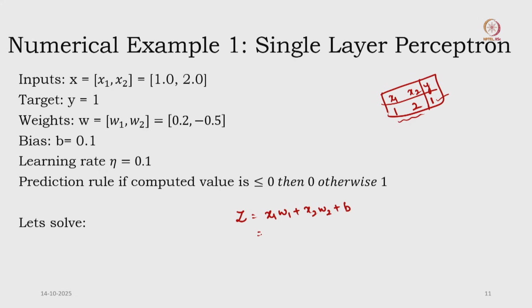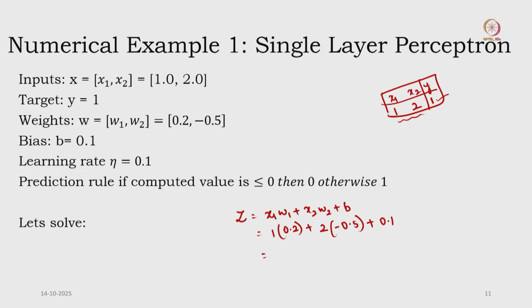What is X1? X1 value is 1, and what is W1 value? 0.2. Plus X2, the value is 2, and what is W2? Minus 0.5. Plus, there is a bias term which is 0.1. So this is the data which we have initialized, and then the very first step is you are calculating Z.